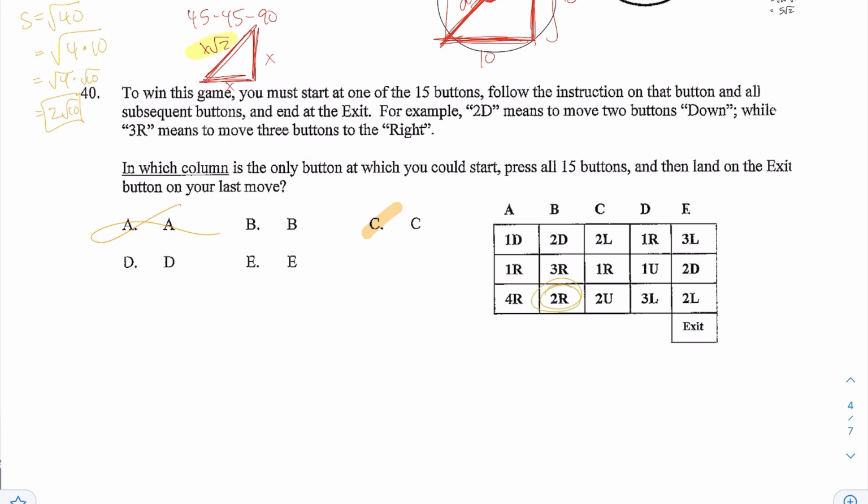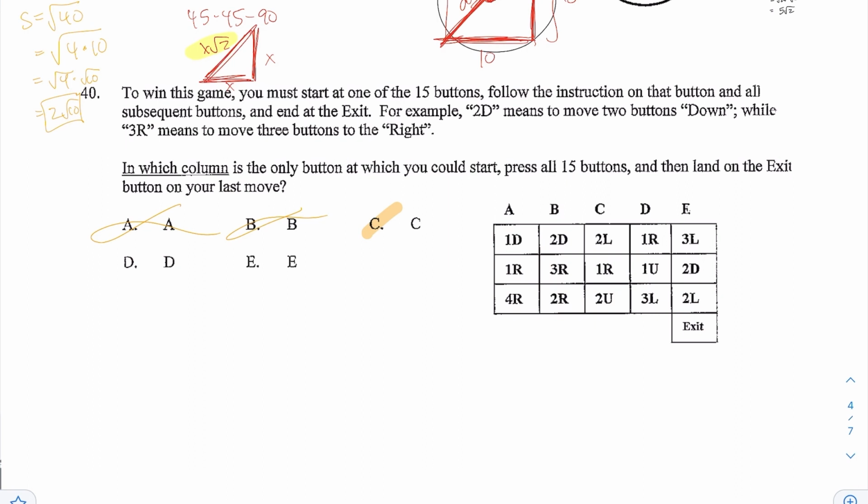All right, if you try the third column here, you go 2 to the right. Then you go 3 left. Then you go 4 to the right. Then you go 2 left. Then you go 2 up. Then you go 2 left. You go 1 down. And here you go here and win. So you still missed a couple of buttons. So B is wrong. We tried all 3. Then you just go to the next one.